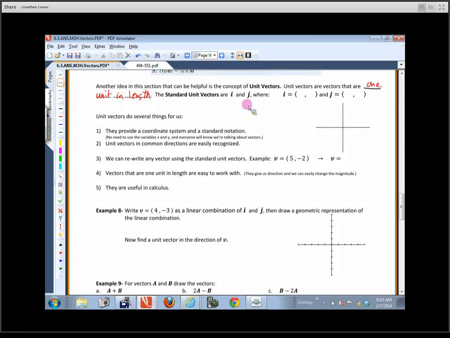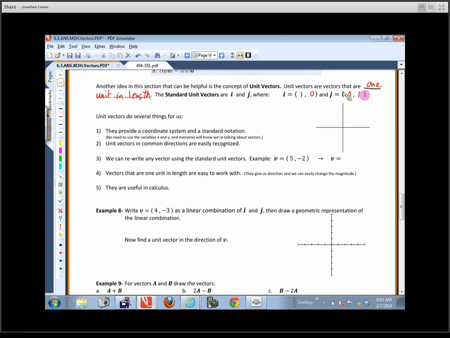And i looks like this. i is 1, 0. And j is 0, 1. So this is strictly a horizontal vector. In fact, the way it's written right here as the standard unit vector, it's just heading 1 unit to the right. And this is strictly a vertical vector. It's got 1 unit going in the vertical direction, okay?